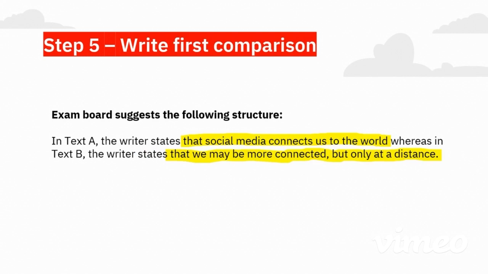So you can see here that I've inserted both of the quotes there. In text A, the writer states that social media connects us to the world, whereas in text B, the writer states that we may be more connected, but only at a distance.